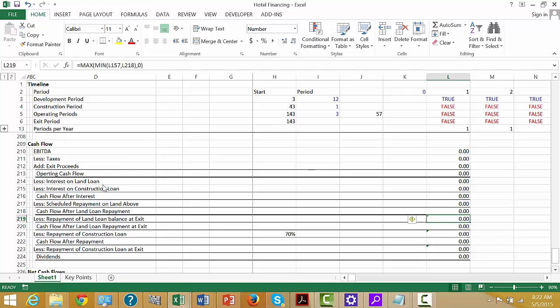There's one thing. Where's the land loan at exit? This one. This, no, this one. So this is the minimum of this one. We should take out how much we've already paid from the minimum. Oops. Did I do that right?